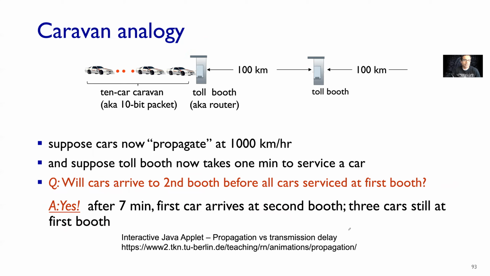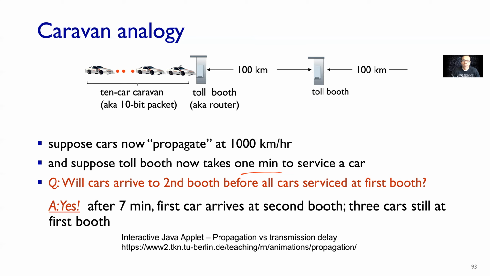Now let's change the setting a little bit. Imagine the cars are propagating at a very high speed. I know this is perhaps physically impossible, but let's imagine that cars can propagate at 1,000 kilometers an hour, right? And let's imagine the toll booth is very slow. It's taking 1 minute instead of 12 seconds to service a car. So in this setting, the question is whether some of the leading cars could arrive at the second toll booth while the trailing cars are still being processed at the first booth, right?